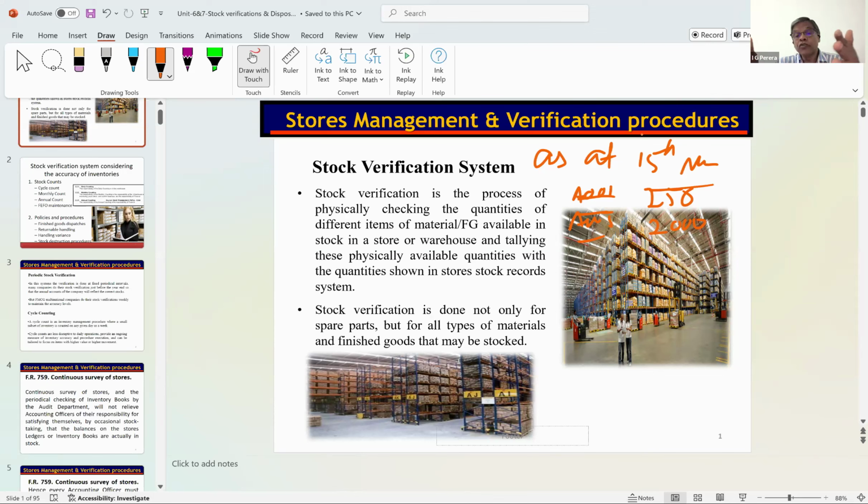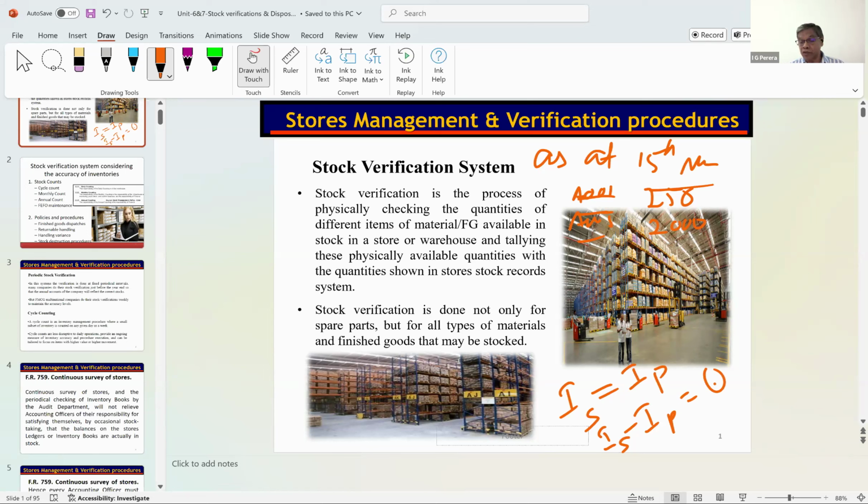If physically you also have 250 units, then your inventory system equals inventory physical. So inventory system minus inventory physical will be 0. So you are very good then. You are managing inventory perfectly.